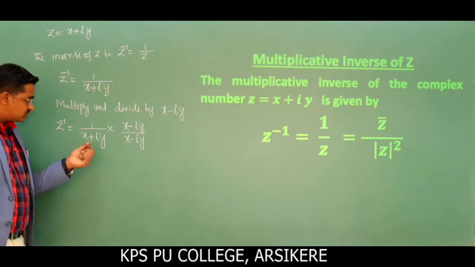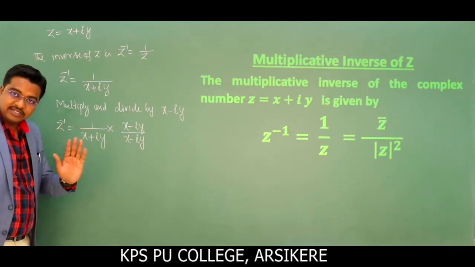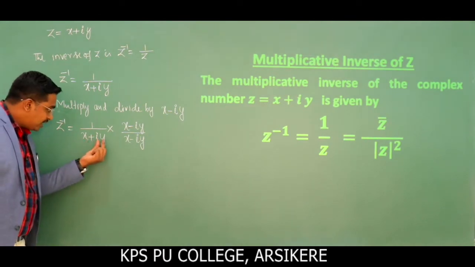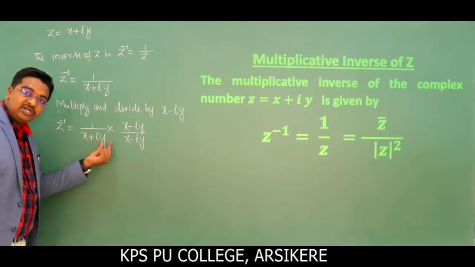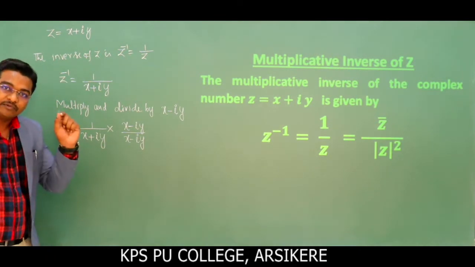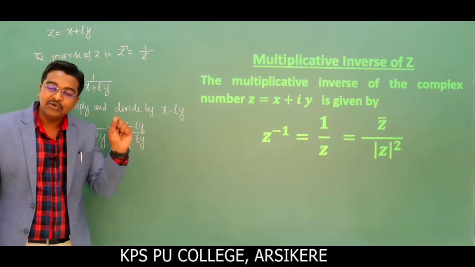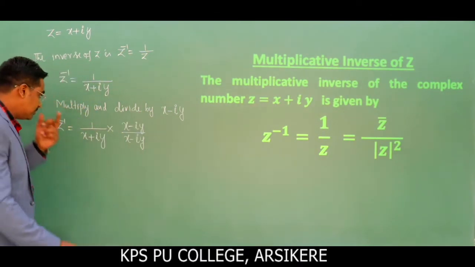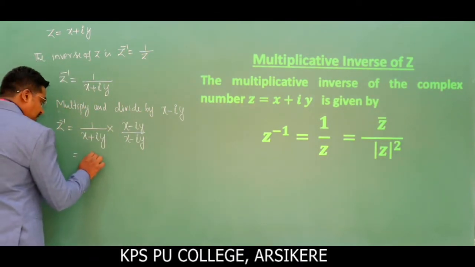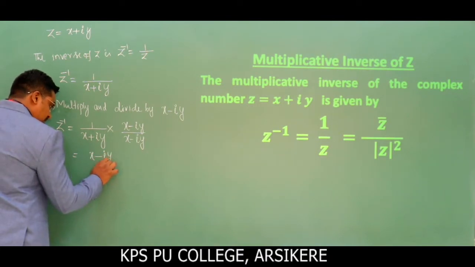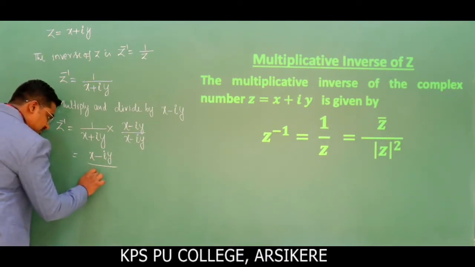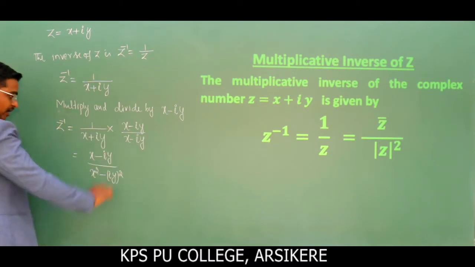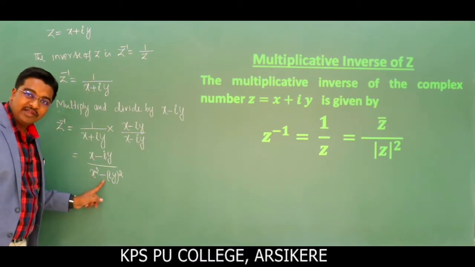This term, 1 into x minus iy, is as it is, it is not a problem. So what about the denominator? Treat x as a and iy as b. A plus b into a minus b. What is the formula here? A plus b into a minus b is a square minus b square. So this becomes x minus iy whole divided by x square minus iy whole square.